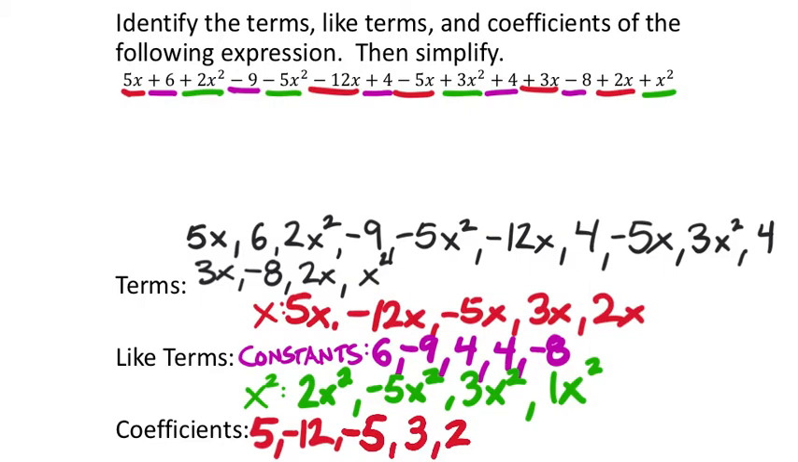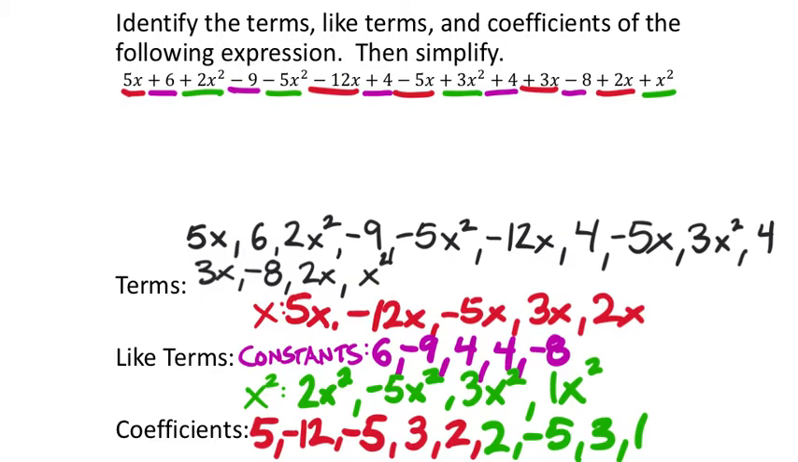But now I'll list the next ones in green because I'm looking at my x squared terms. These are still coefficients even though they're being multiplied by an x squared. I have a 2, a negative 5, a 3, and again, this is where it may be useful to see the 1. It's a 1x squared. So there's my coefficients, all right? So we've identified these, but now it says that we need to simplify. So let's go and do that.